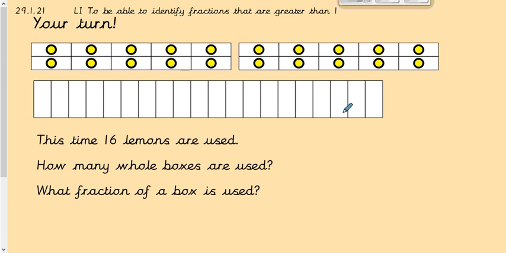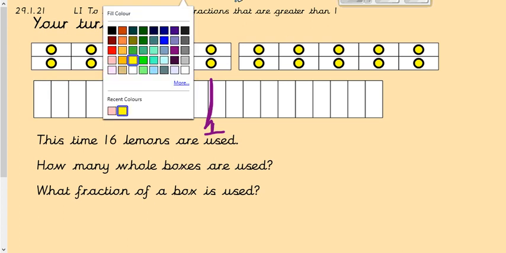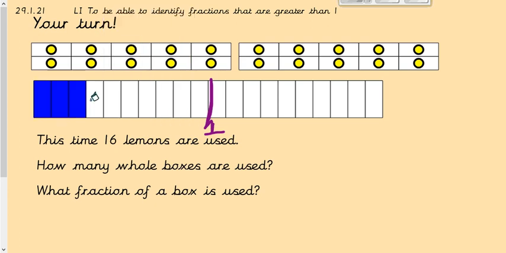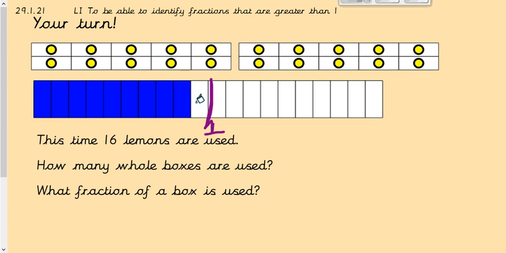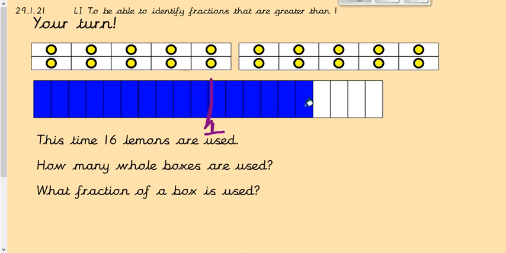So I'm going to use this number line. I need to work out where one whole is first because I know there's 10 in one box. So I'm going to count to 10 on here. 1, 2, 3, 4, 5, 6, 7, 8, 9, 10. So this point is our whole. So I'll write 1 down there. And we know that 16 lemons are used. So I'm going to colour in 16 this time. Let me get a block colour. What colour shall we go for? Let's go for blue. So 1, 2, 3, 4, 5, 6, 7, 8, 9, 10, 11, 12, 13, 14, 15, 16. So that's how many lemons were used.